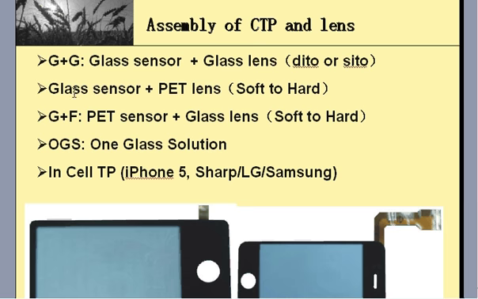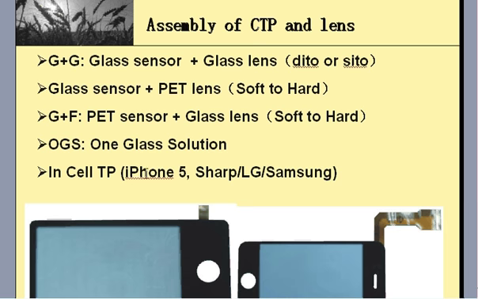So we have glass sensor plus PT lens. That is a soft to hard. This is a hard to hard. And also have G plus F, a PT sensor with a glass lens. It's a soft to hard, and of course, it's the most famous. It's a one glass solution.